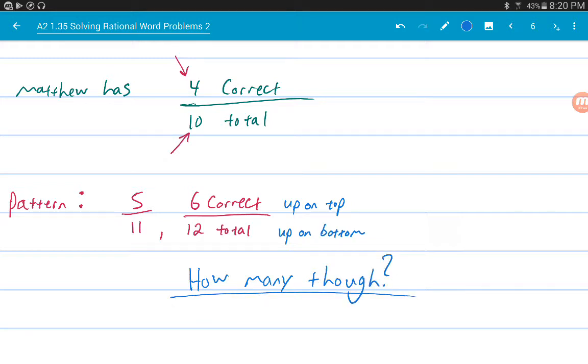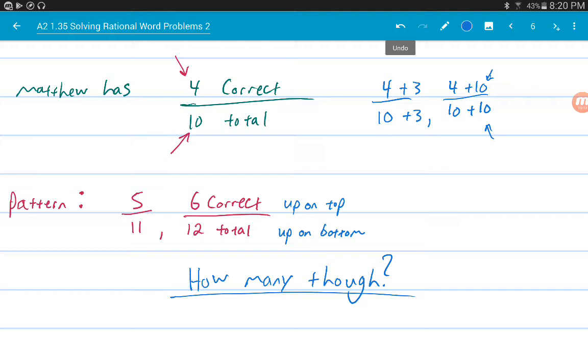How many though? Do I need to start with the 4 over 10? Do I need to have him get 3 right on top and 3 right on bottom? So he has 7 out of 13? Or does he need to get like 10 questions correct? So we go from 4 over 10 to adding 10 on top and adding 10 on bottom.